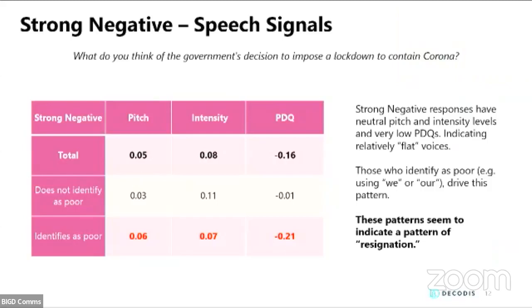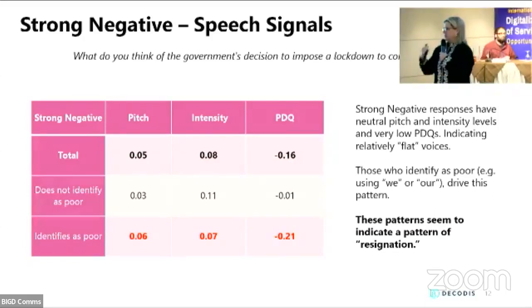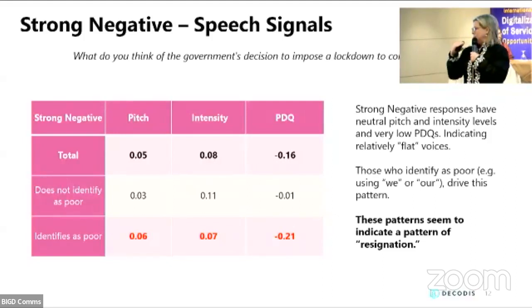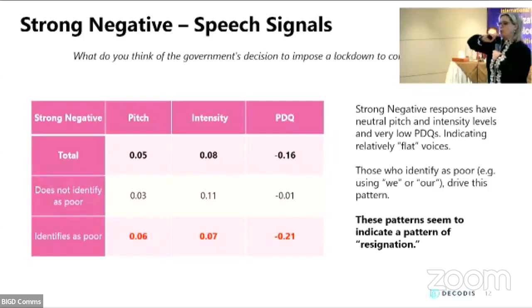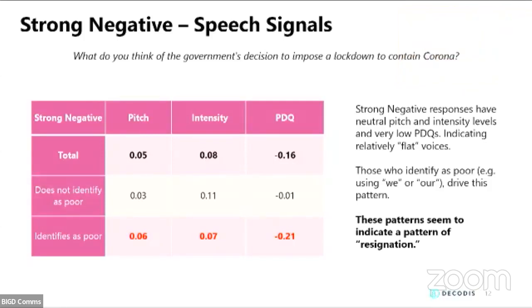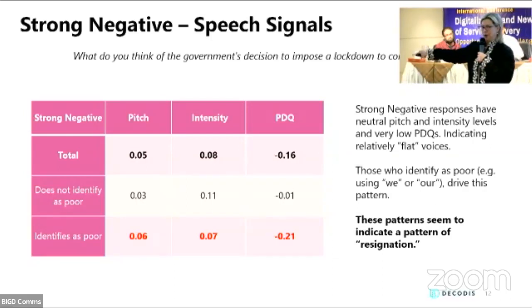You can see in these speech signals that that was driven largely by people who identified as poor. And we came up with those because people would say I or me as opposed to they, those poor, I poor. And that identification was really important in the strong negative. So what these speech signals are saying is that the pitch was low, the intensity was low, and the PDQ was flat. So people were resigned in their response. And those speech signals are very definitive.